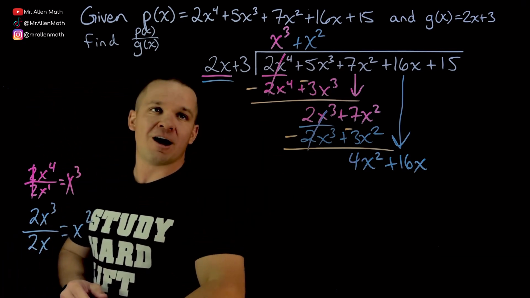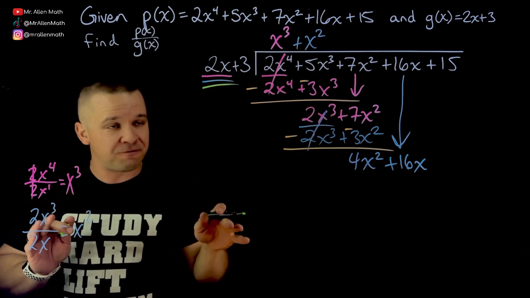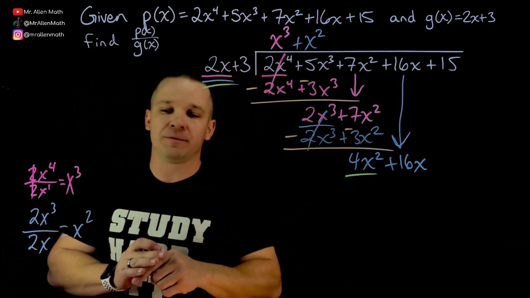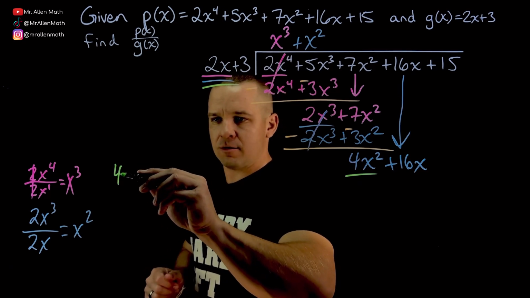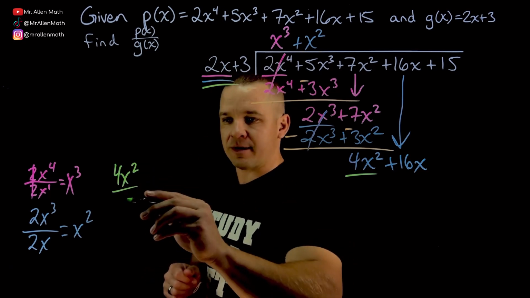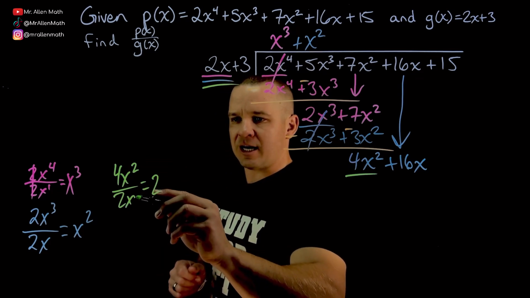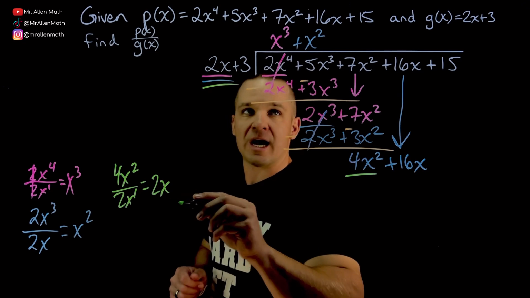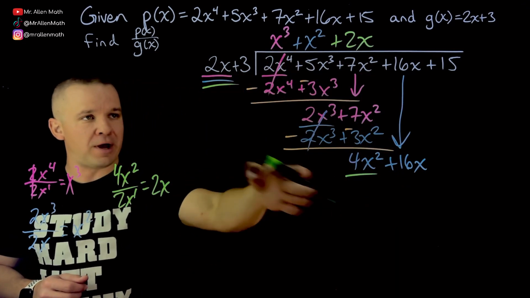Hopefully we're all good. All right, new color, green this time. I'm looking at my 2x still. Always going to be looking at that first guy, but now it's paired up with that one. A little side math over here. I got 4x squared divided by 2x. This time I have 4 divided by 2 is 2. x squared divided by x to the first is just x. So plus 2x. And then we're going to multiply it through.